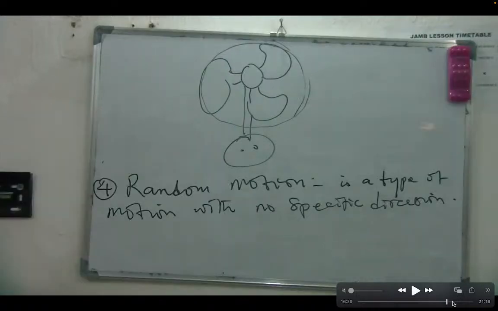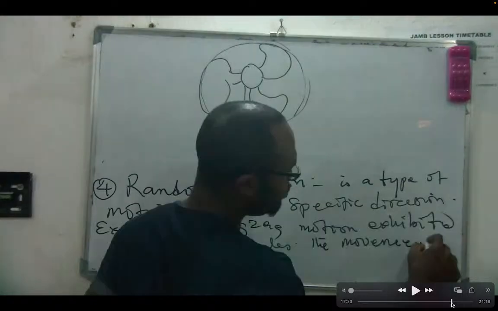Then we'll have also what we call random motion. Motion that is done in no specific direction is random motion. Zigzag motion of gas molecules is a very good example of random motion, or the motion of pollen grain on water. Those are two examples of random motion. Motion with no specific direction, random motion.